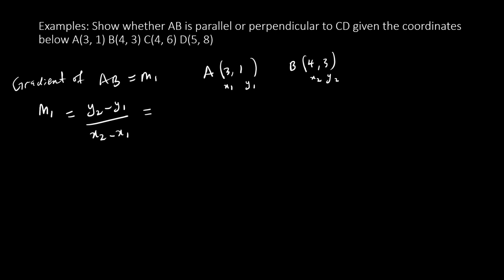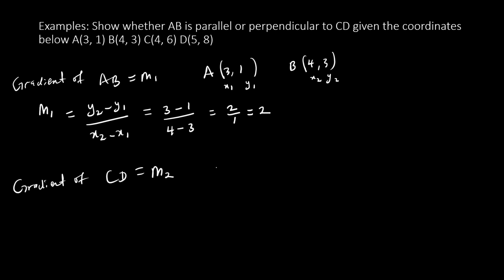Going back to the formula, we now have y2 to be 3 minus y1, which is 1, over x2, which is 4, minus x1, which is 3. So this equals 2 over 1, which equals 2. For the second, which is the gradient of CD, let's represent it by m2. And writing out the coordinates, we have the coordinate of C to be (4, 6), and the coordinate of D, which equals (5, 8).